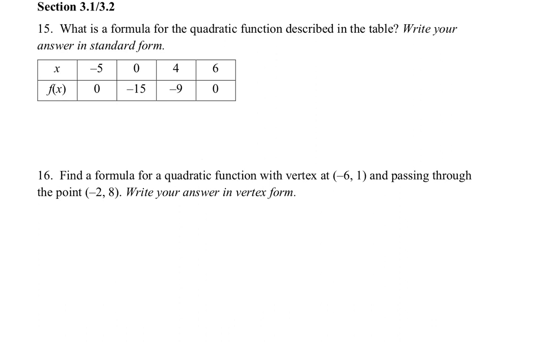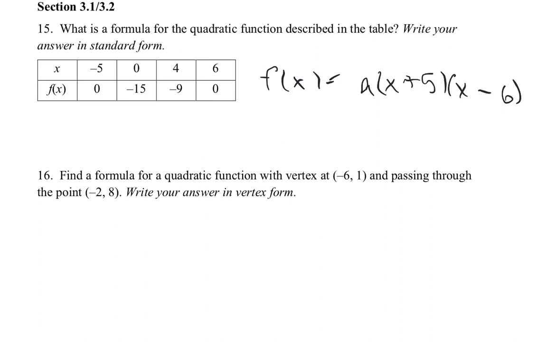So I'm going to say that our function looks something like this, where we have x plus 5 times x minus 6. And also, we should include this letter a. And we should do that because that a accounts for the stretch factor of this quadratic function. But now, how do we figure out what that a is?